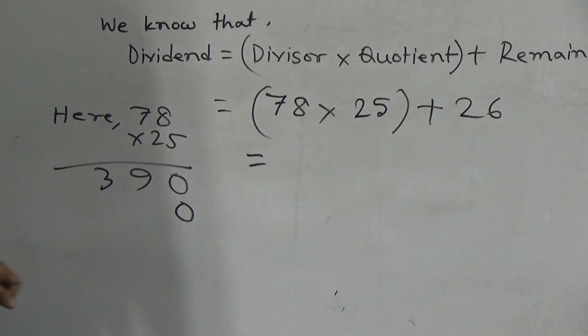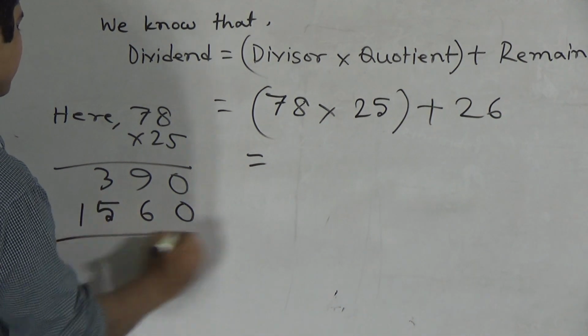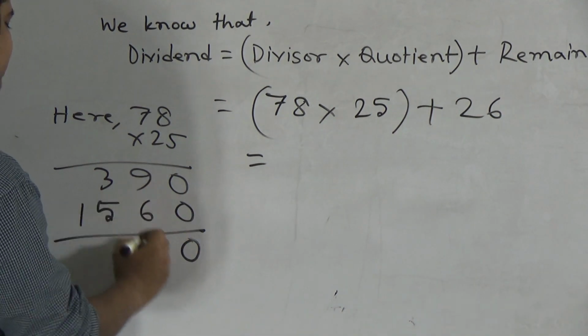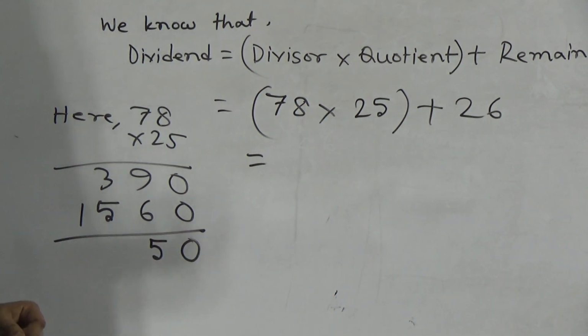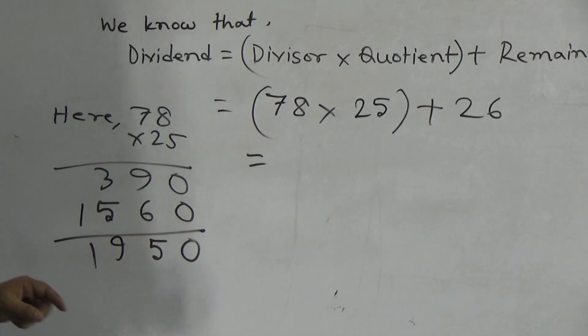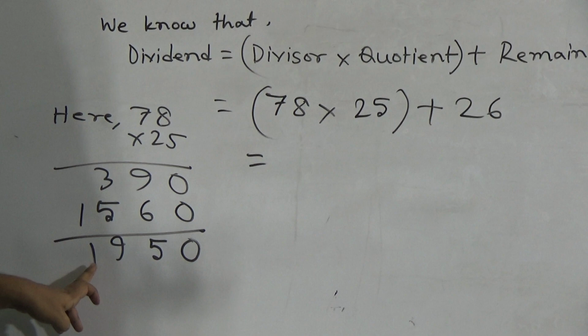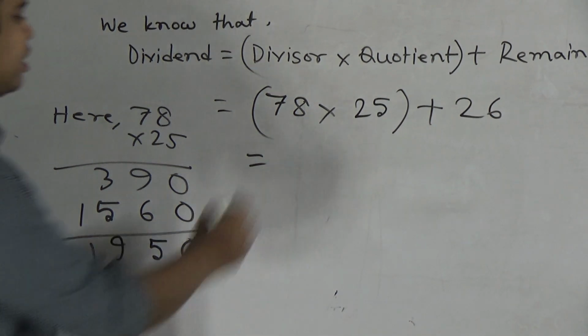7 8s are 16, carrying on 7 2s are 14 and on 15. Okay, so now I add 0, 9 and 6, 15, carrying 1, 5, 3, 8 and 1, 9 and this one. So if I multiply 78 by 25, then I get 1950. Now write here.